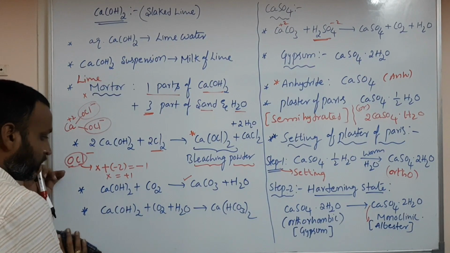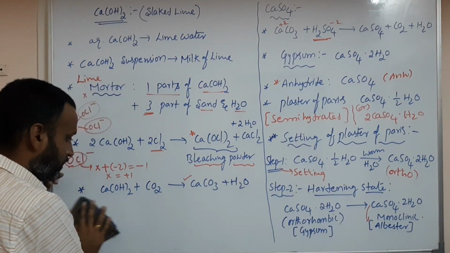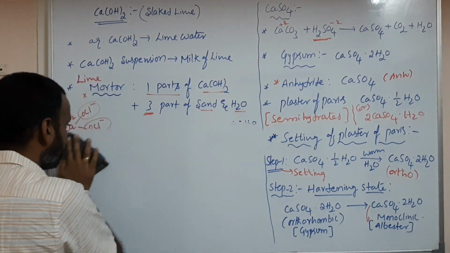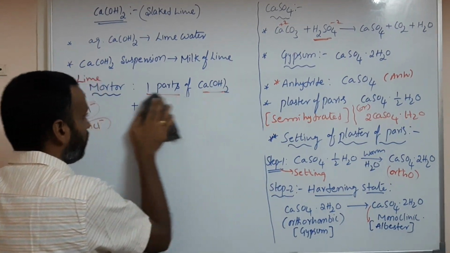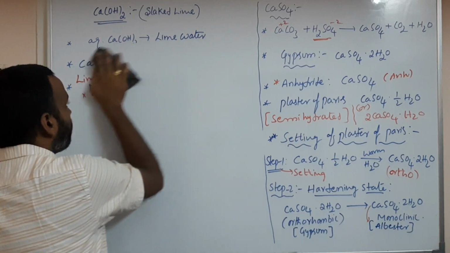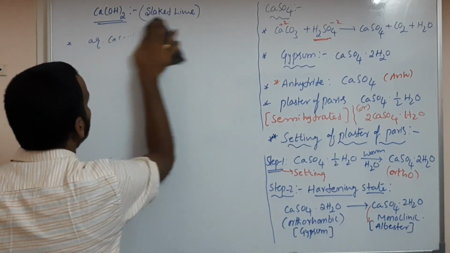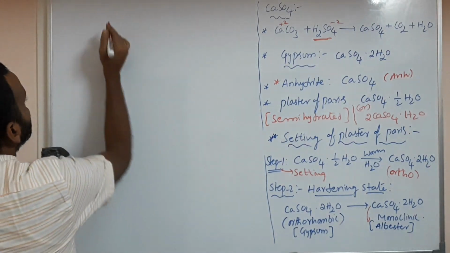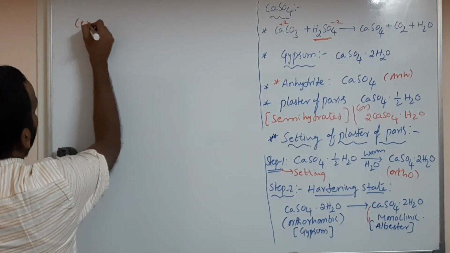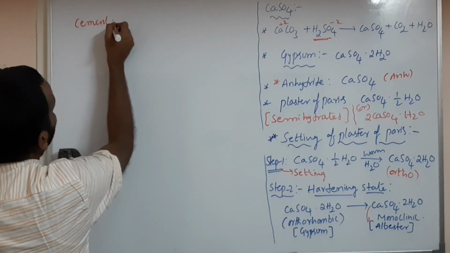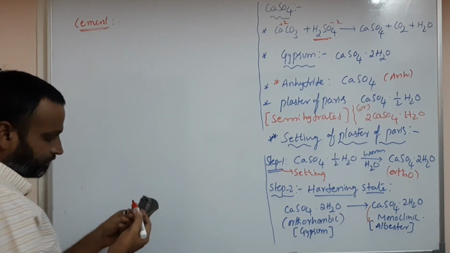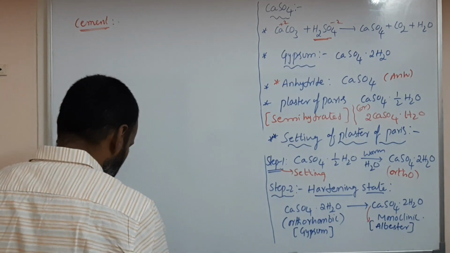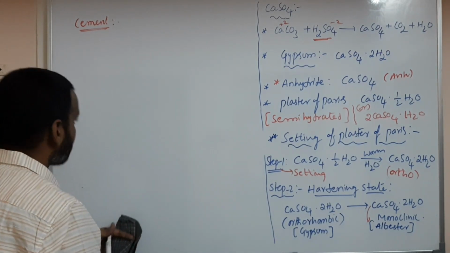One more important thing. Another calcium compound we use as a building material is cement. What is cement, and what are the components present in cement? We have to see. First, what is cement? It's a building material, everybody knows cement, gypsum and all.